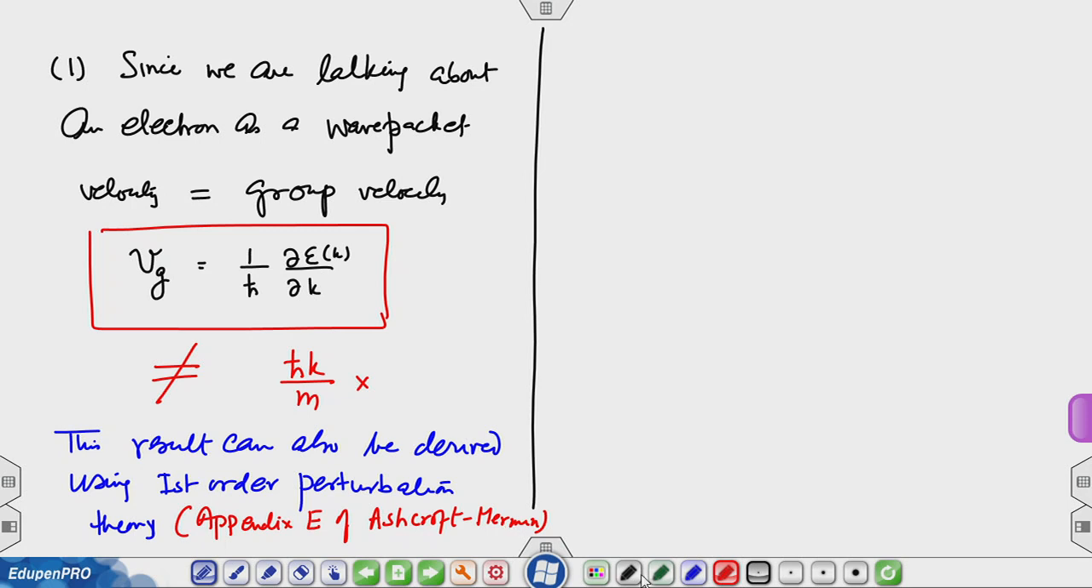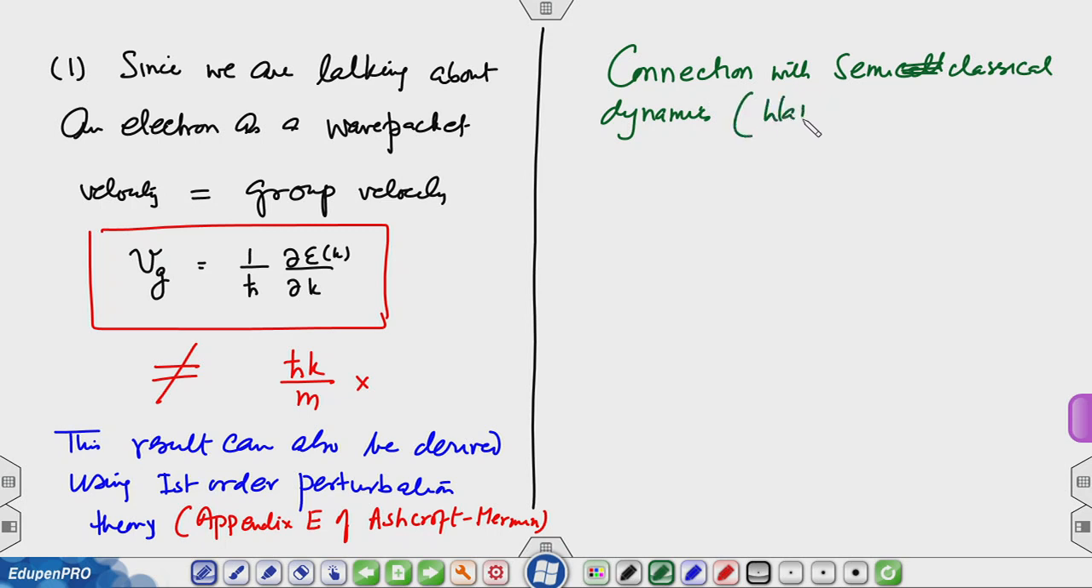Now, as I said, we are talking about semi-classical dynamics. So, I will do another derivation of this from semi-classical dynamics point of view. So, let us look at the connection with semi-classical dynamics, and this method is due to Wannier. This makes use of the periodic nature of E with respect to k, and it will also tell you why we are confining ourselves to one band.